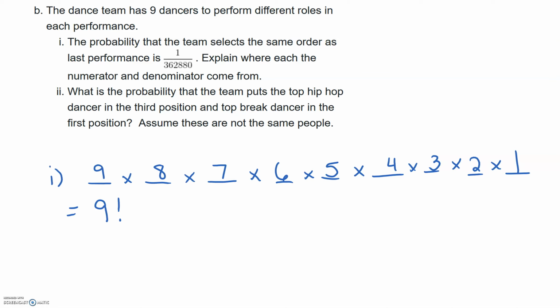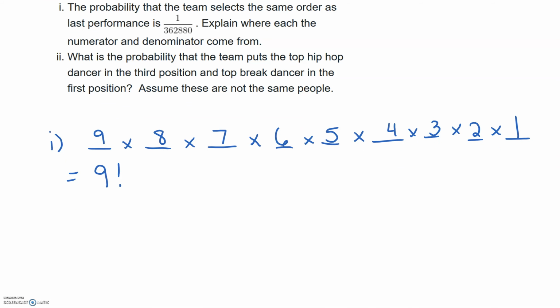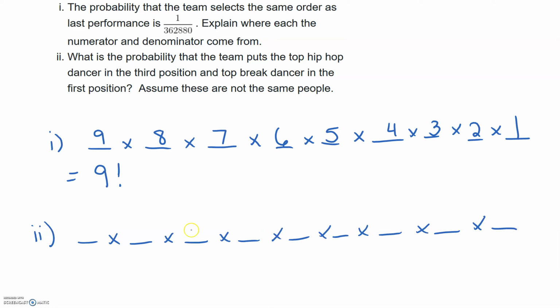Now, for question 2, what is the probability that the team puts the top hip-hop dancer in the 3rd position? We don't know who that is. So I'm just going to go ahead and put 9 slots again. 1, 2, 3, 4, 5, 6, 7, 8, 9. Okay, the 3rd position is right over here. There's only one way that you can put the top hip-hop dancer in that 3rd position. And then if you put the top break dancer in the 1st position, there's only one way you can do that. That leaves 7 other slots for the other dancers.